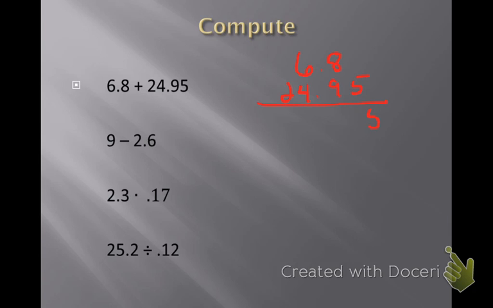Then I can add, that's 5, 9 plus 8 is 17. Remember, carry your 1 in the next column. 10 plus 1 is 11. Carry your 1. Bring the decimal straight down. So 31.75.